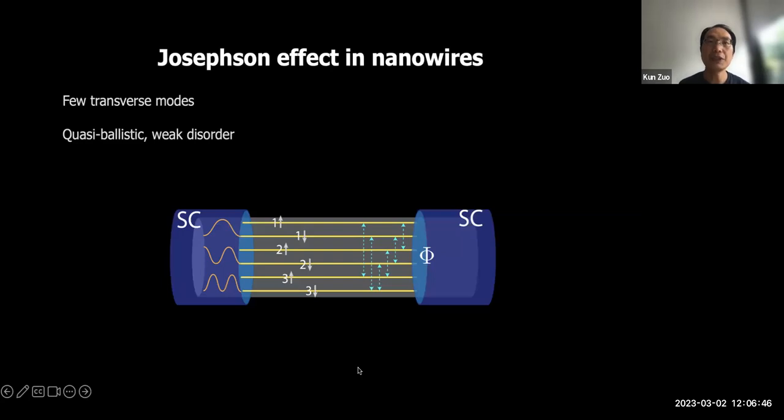The reason why we want to study the Josephson junction in a nanowire system is that Josephson junctions made out of nanowires have many different properties. For example, the nanowires are small, but they still have a few transverse modes. They are very clean, weakly disordered. They are quasi-ballistic. And indium arsenide or indium antimonide nanowires have very strong Rashba spin-orbit interaction.